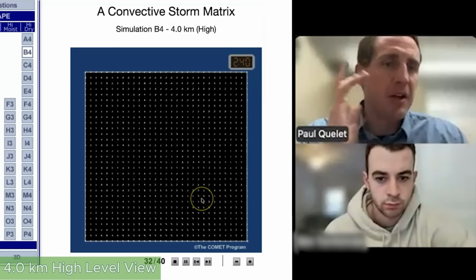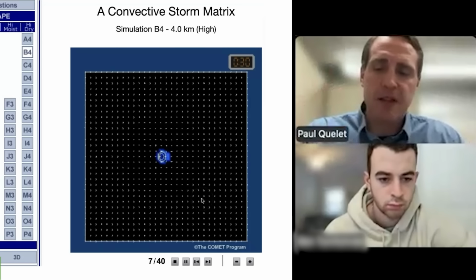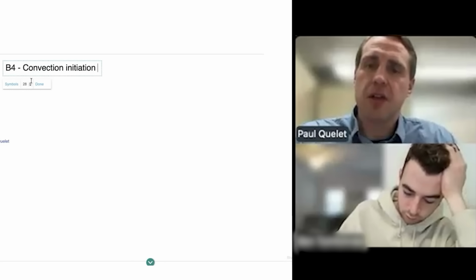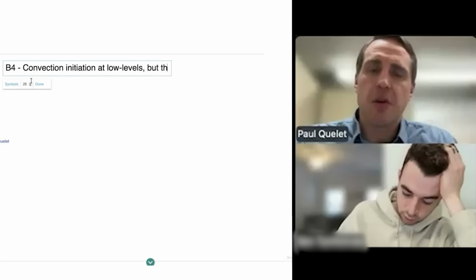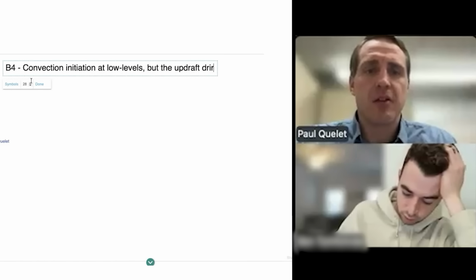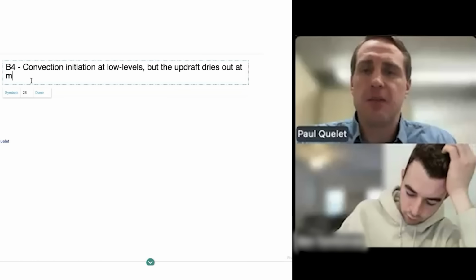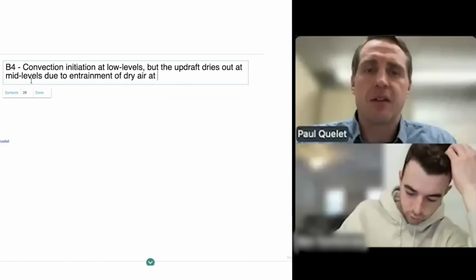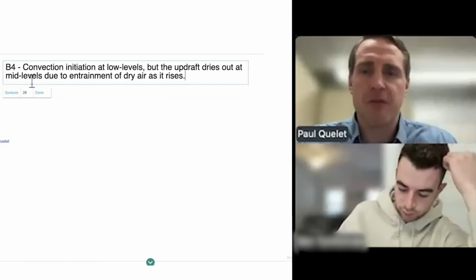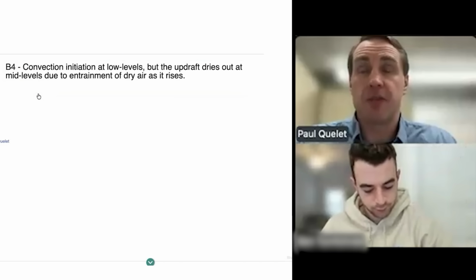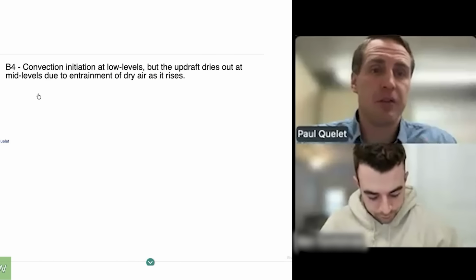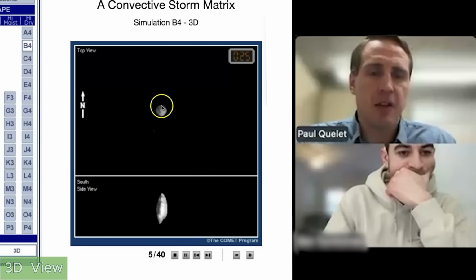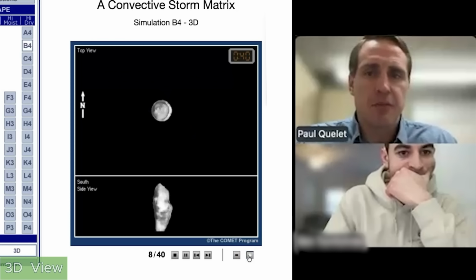So not much to speak of, especially in the upper levels. In fact, I think that's worth writing down. Convection initiation at low levels, but the updraft dries out at mid-levels due to entrainment of dry air as it rises. So I think we can just tell that from the 0.4, that's 400 meters, and 4 kilometer levels. So now let's look at the 3D. The clouds as viewed from above, okay, kind of the cloud thickness, if you will.